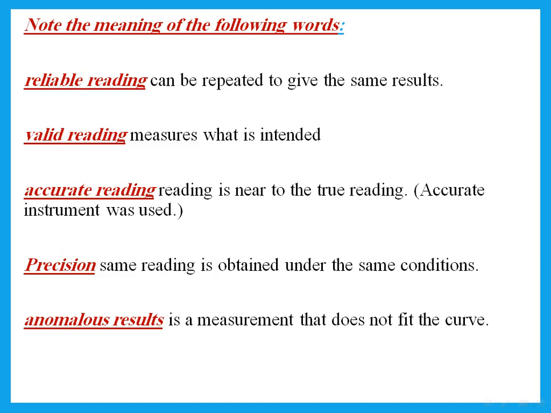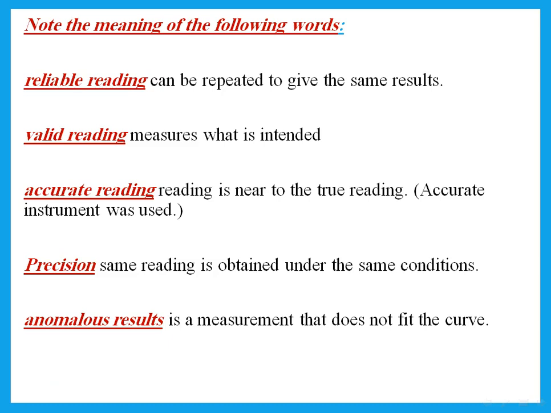Your reading is either reliable or valid or accurate or precise or anomalous. Reliable means if I repeat the experiment, it will give me the same result. So we say the reading is reliable. Valid means I am measuring what I'm supposed to measure. So it could be a correct reading, but that's not what I'm supposed to measure. If it is, then it is valid. An accurate reading means it is the same as what it should be, the same as the true reading. Precise means it is the same reading that is obtained under the same conditions.